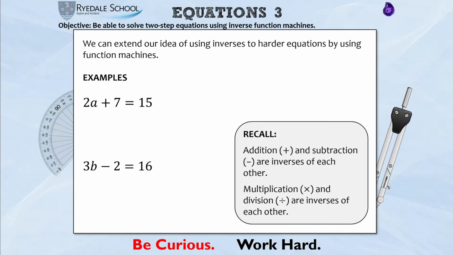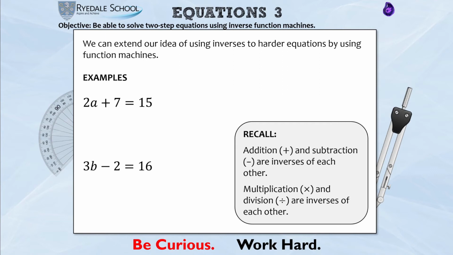So the objective for today is to be able to solve two-step equations using inverse function machines. If you've managed to print out the note sheet, that is great. If not, make sure your title and objective is clearly written in your book along with today's date. We can extend our ideas of using inverses to harder equations by using function machines. It might be useful to have a couple of different colours for the questions that we are going to try and do today. So this is just a different approach to solving equations.